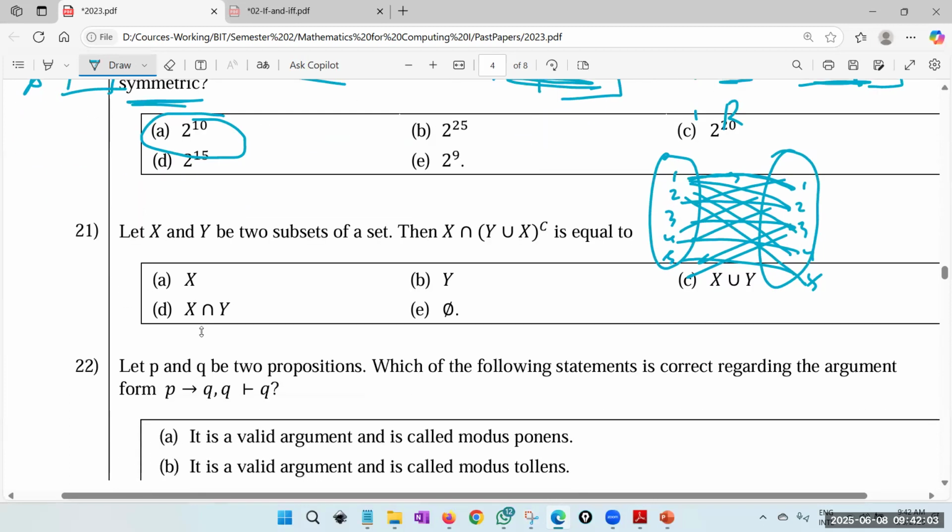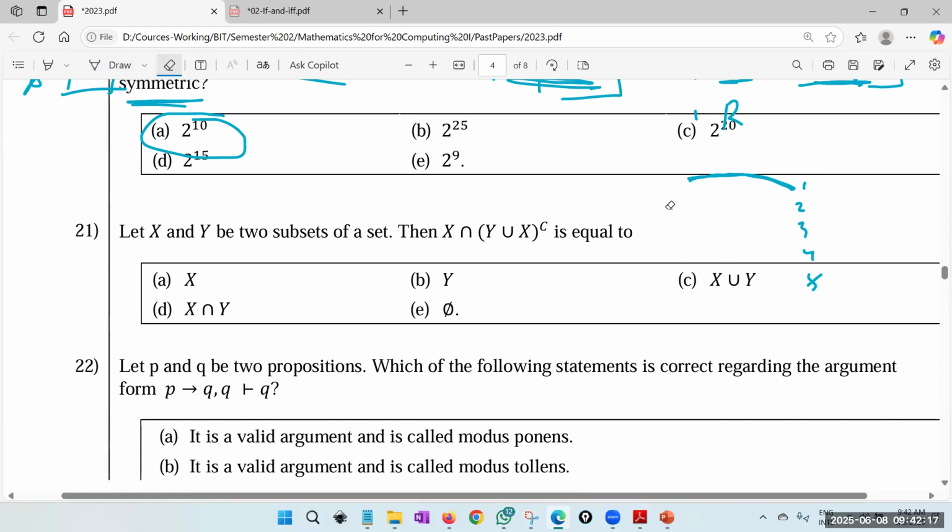Right, 21. Let X and Y be two subsets of a set. Then X intersection (X union Y) complement is equal to? So we need to draw this and shade it. We have only X and Y. Let's say this is X, this is Y. It must first belong to X. And (X union Y) complement means everything outside X and Y.